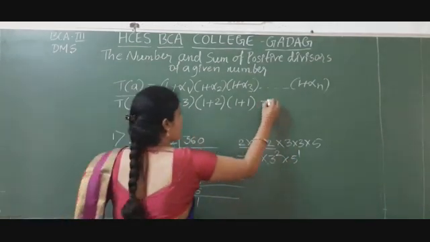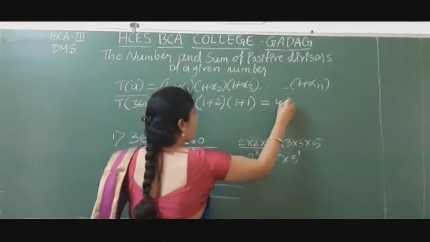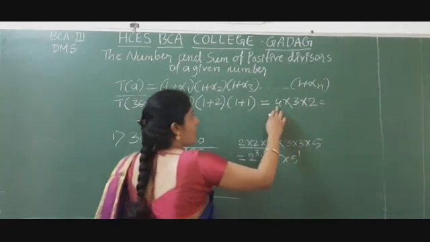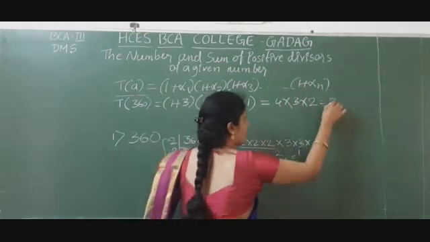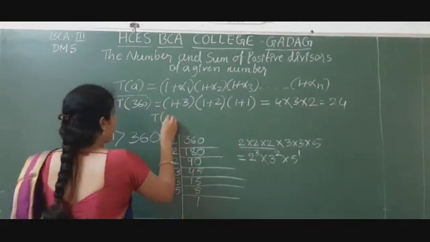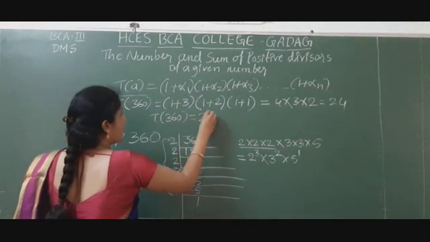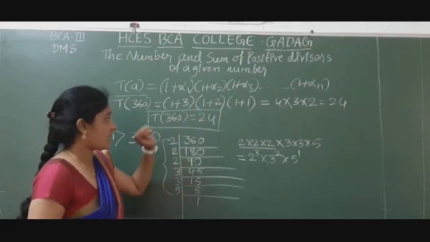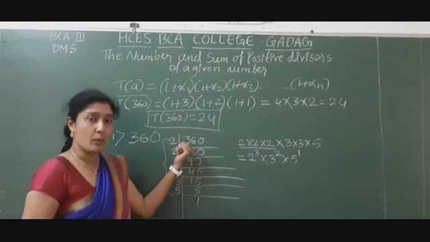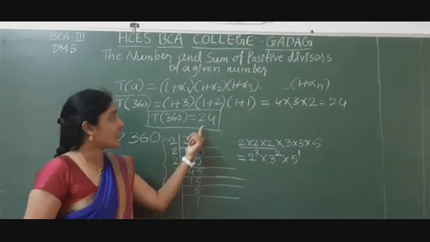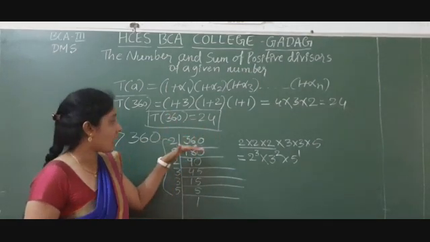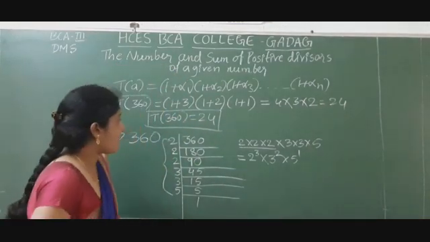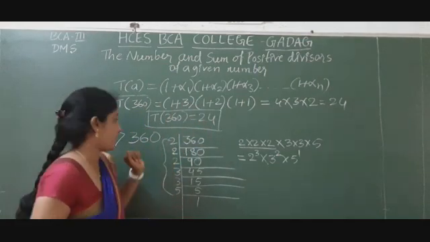Now, how much is it? See here, 1 plus 3 is 4, 1 plus 2 is 3, and 1 plus 1 is 2. So it is 4 3s are 12, 12 2s are 24. Therefore, T of 360 is equal to 24. What does it mean? It means that the total number of positive divisors of 360 is nothing but 24. So this is the answer for the first one, that is the number. Okay. Now we have to calculate the sum of all these 24 positive divisors.